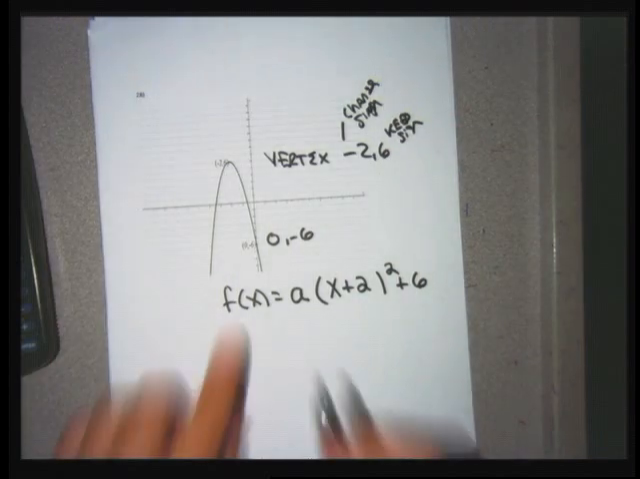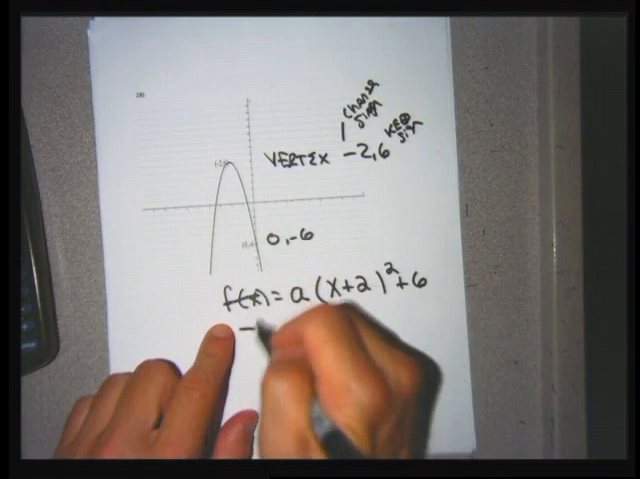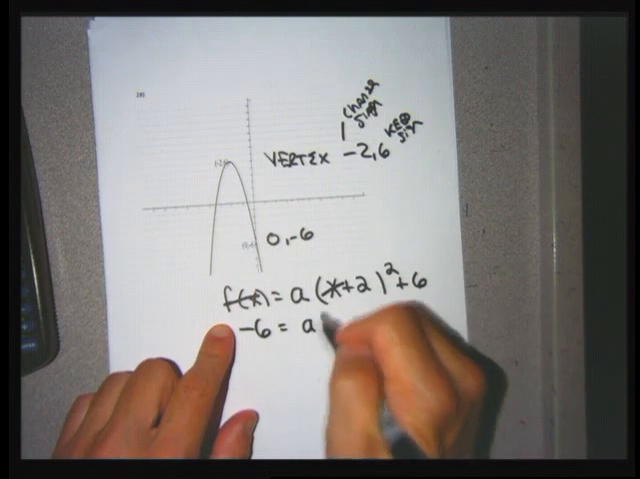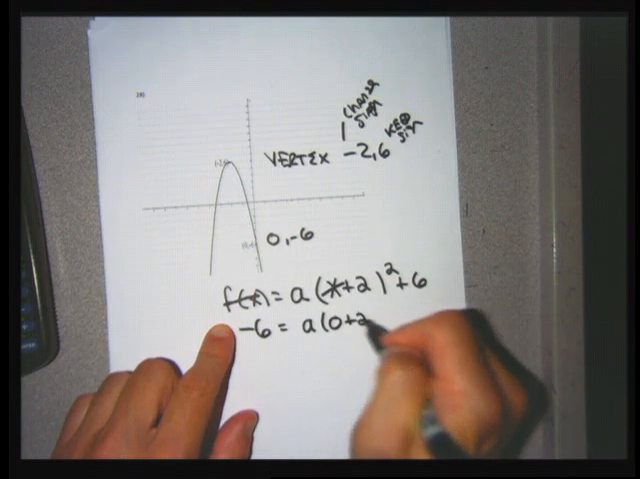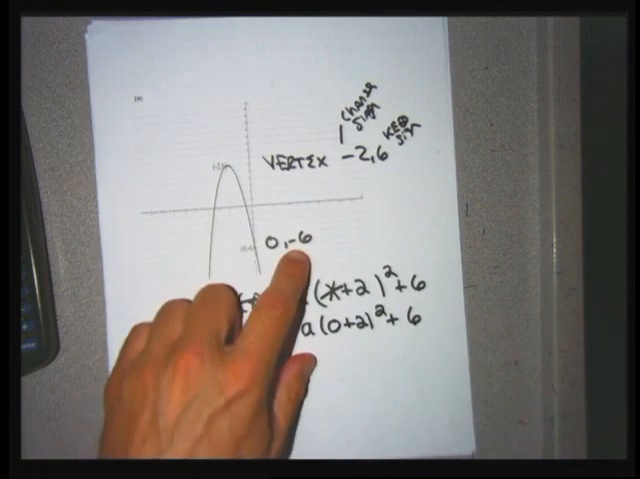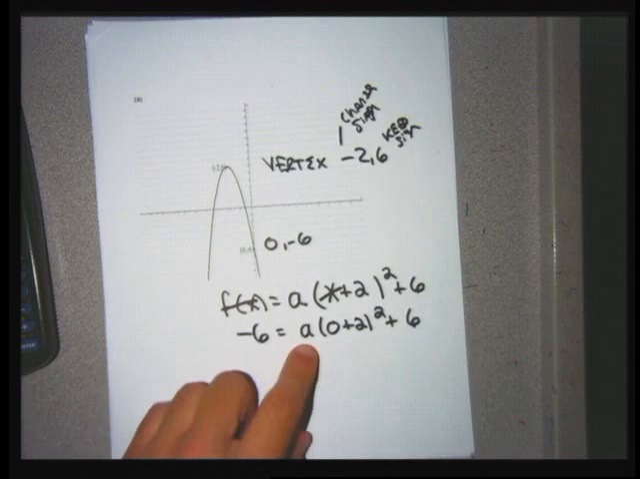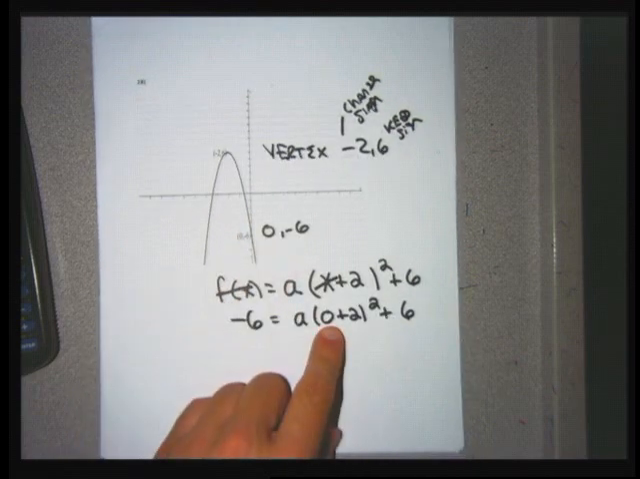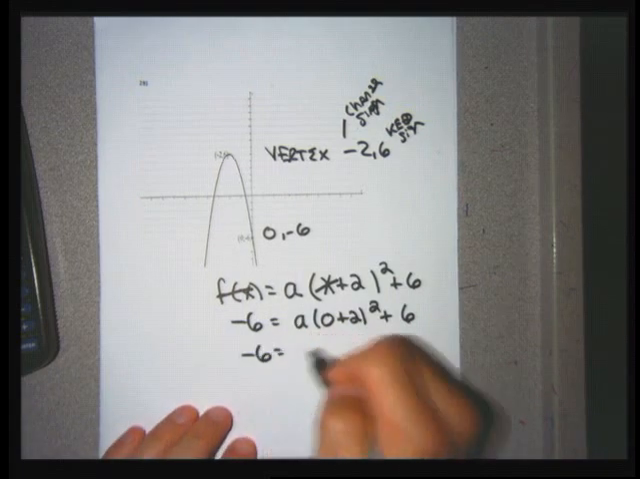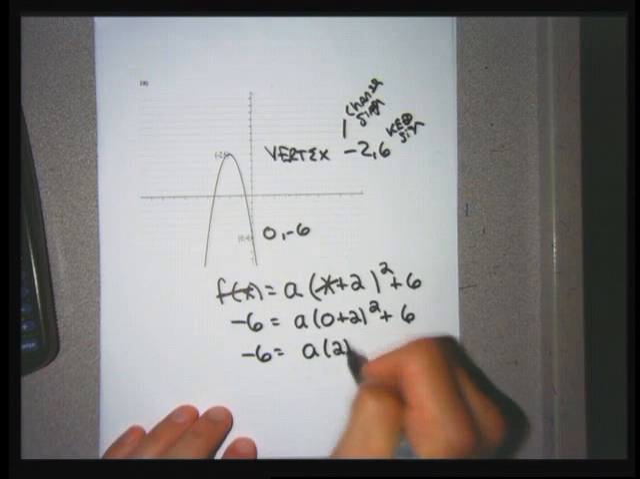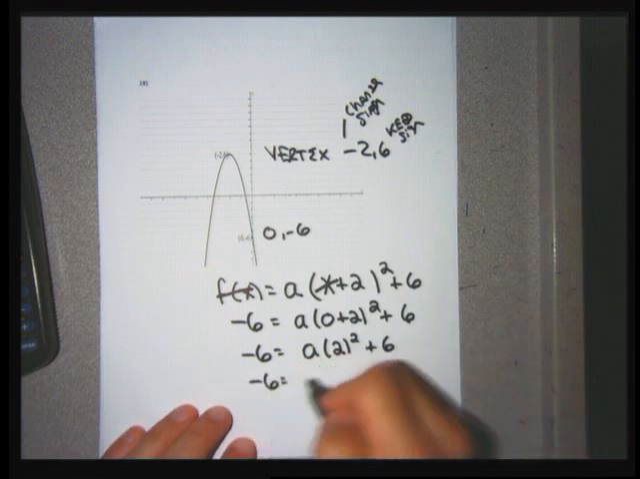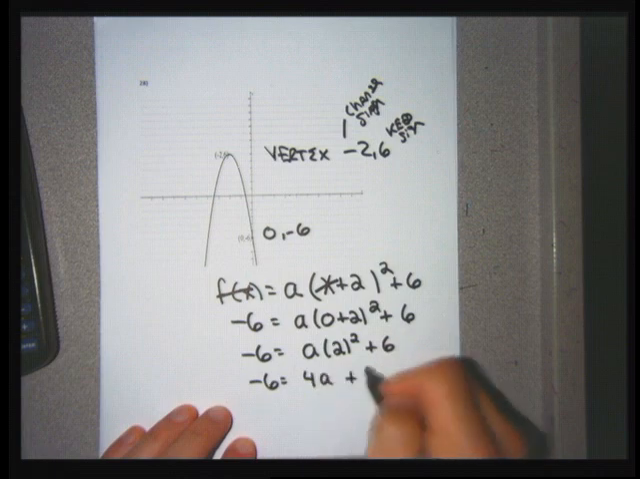To do that, I'm going to change the f of x to the y-coordinate of the point, which is negative 6. I'm going to change the x to the x-coordinate of the extra point, which is 0. So I get negative 6, the y-coordinate of the extra point, equals a times (0, the x-coordinate of the extra point, plus 2) squared plus 6, and I just solve this. Inside the parentheses, 0 plus 2 is 2. 2 squared is 4, so I get negative 6 equals 4a plus 6.